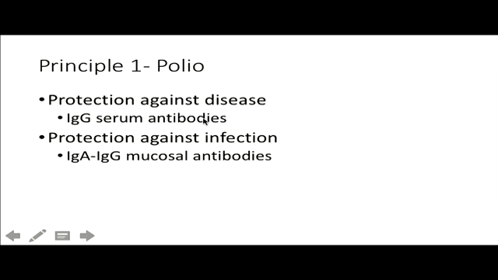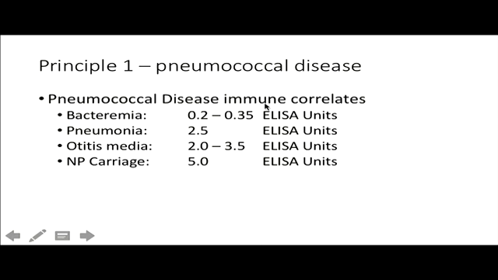They'll stop you getting poliomyelitis. They'll stop you getting sick with the polio virus. If you want good, robust sterilizing immunity so that you don't get infected at all, you need IgA and IgG antibodies. So that's an example of co-correlates that are correlates against infection, outright infection, as opposed to protection against disease, where you might accept some subclinical infection.